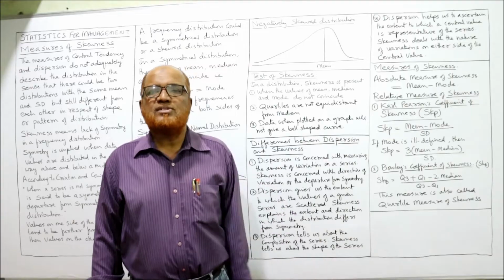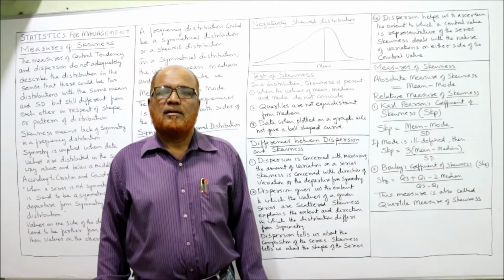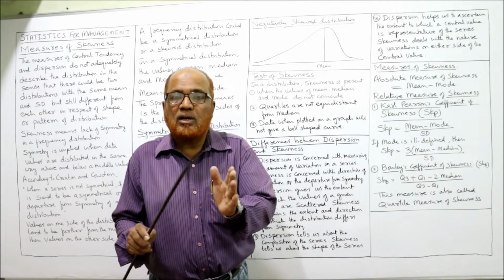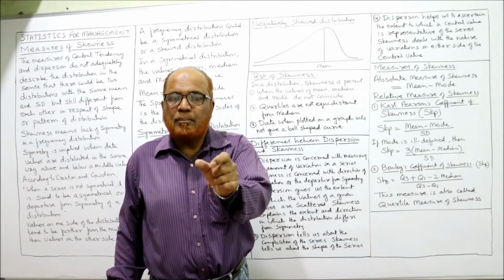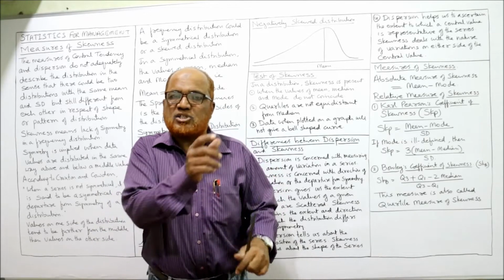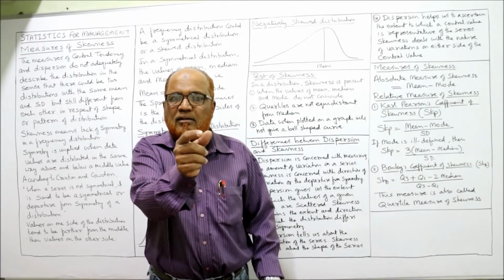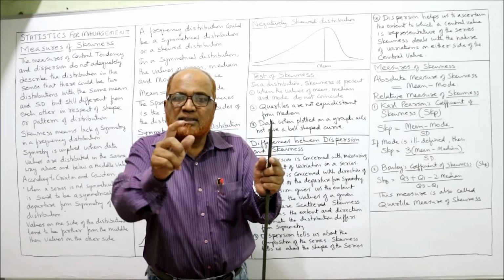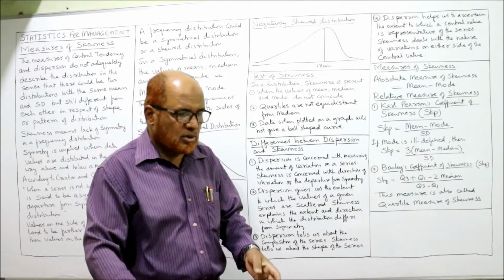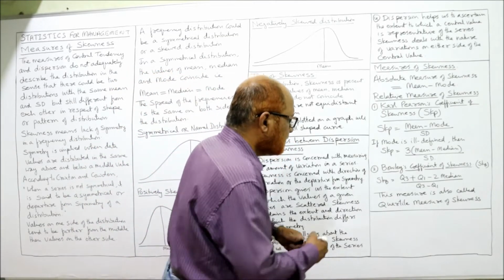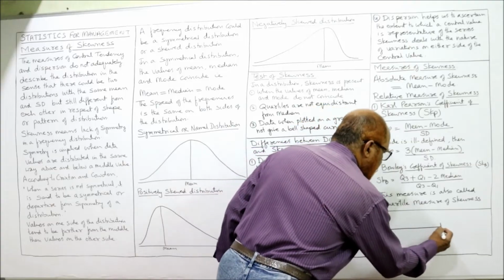Now, in case of skewness, the quartiles are not equidistant from the median. From the median, if you measure the first quartile Q1 to median, the area will be different. Then the area from median to Q3. Suppose I draw a diagram like this, you can see here this is the distribution.